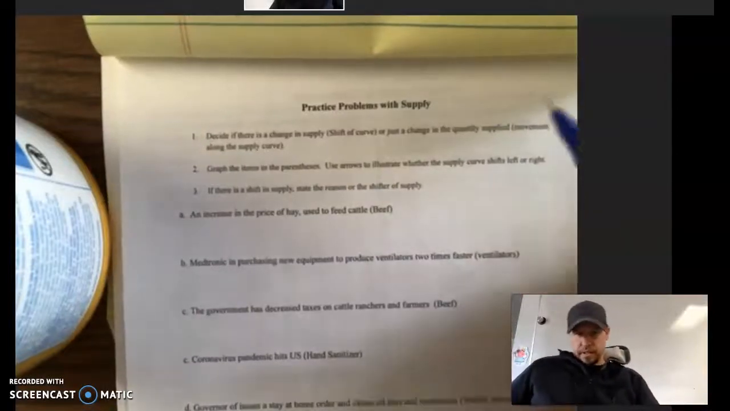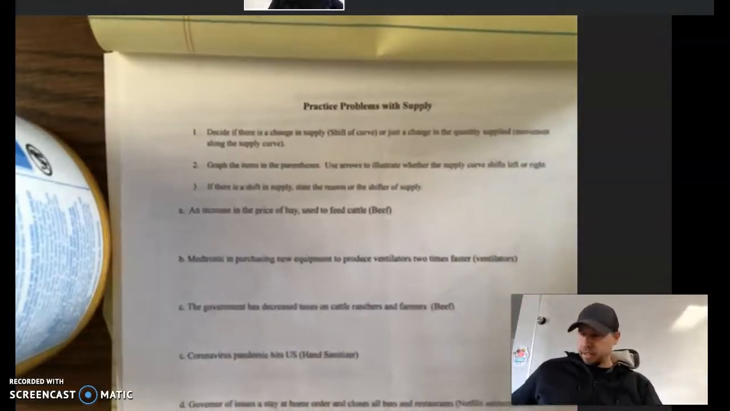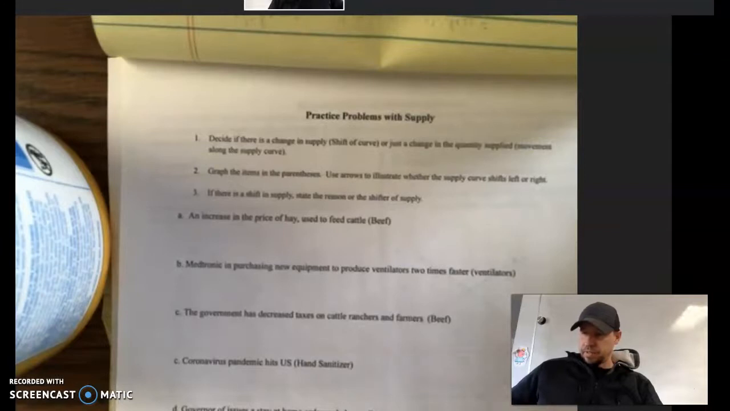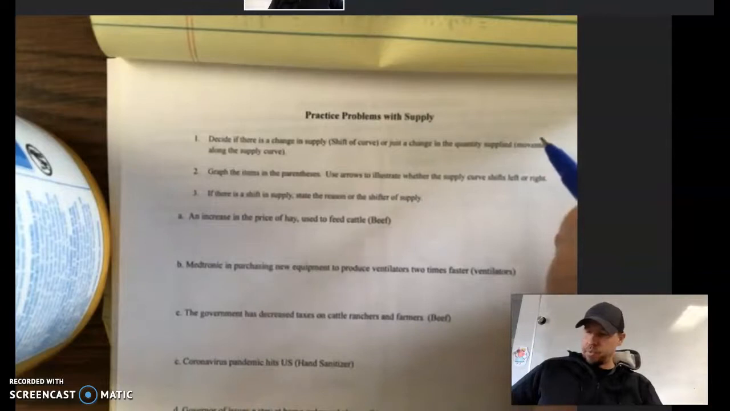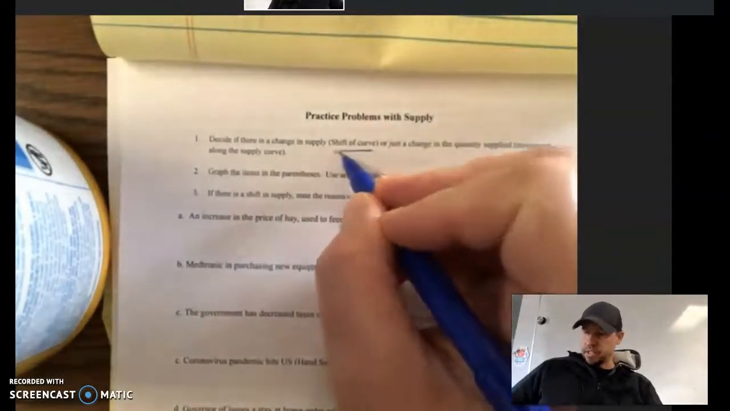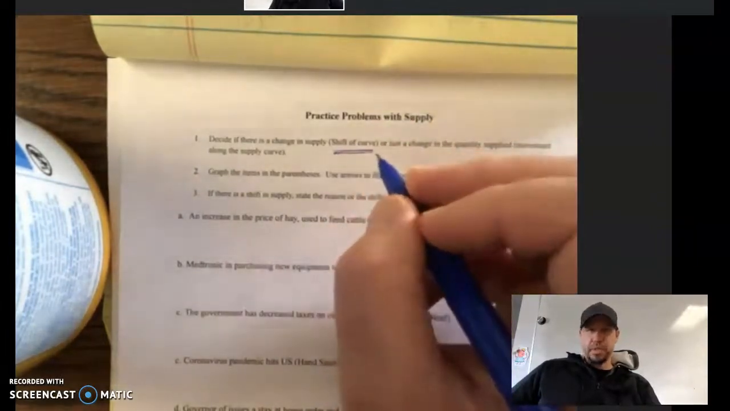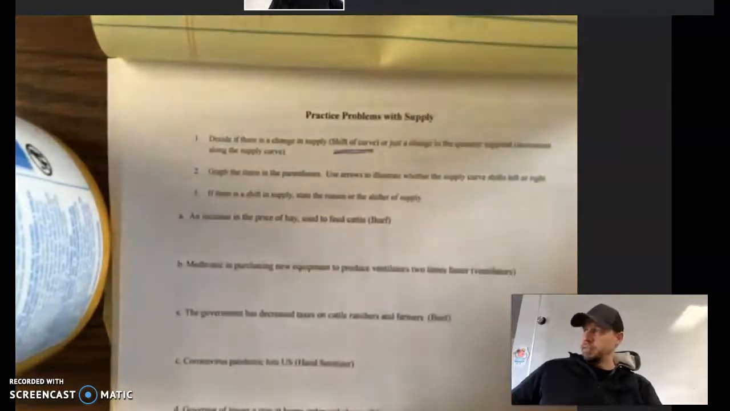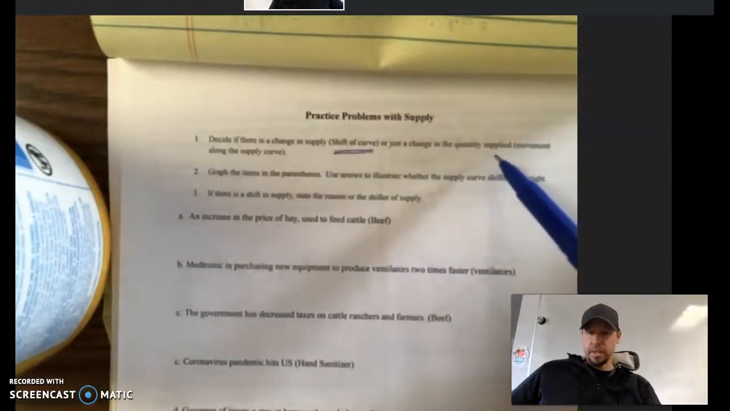All right, just like the practice problems with demand, we're going to look at a few on the supply side. Just like the shifters of the demand curve, there are the shifters of supply that move the entire supply curve either to the right or to the left. Again, you're going to need to review those supply shifters if you're not familiar with them, either from your textbook reading or from one of my previous videos. Make sure we understand the difference between a shift in supply and a change in the quantity supplied.